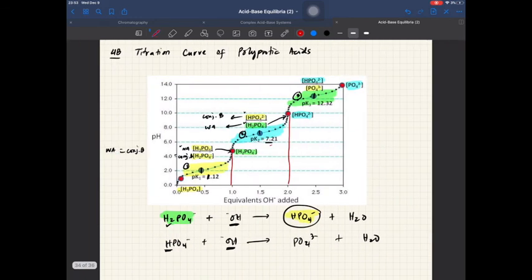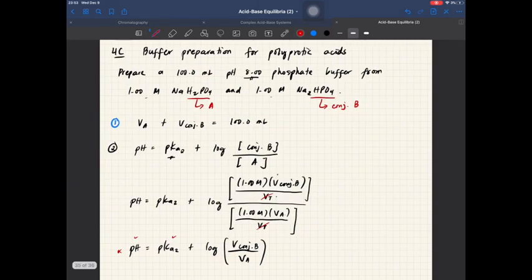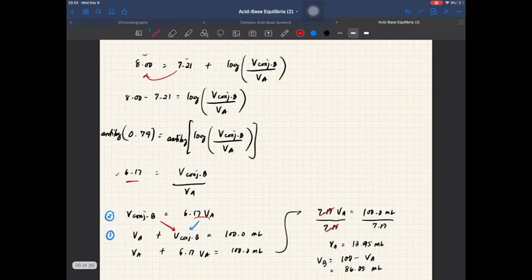If you are asked to prepare a pH 3 buffer or pH 2 buffer, then you need to make use of the first species, because this one is the nearest. So phosphoric acid and dihydrogen phosphate ion should be mixed. And if you want to prepare a pH 12 buffer, then you need to make use of hydrogen phosphate ion and phosphate ion. The calculation is still the same. Okay, so this is the end of our lesson for acid-base equilibria.